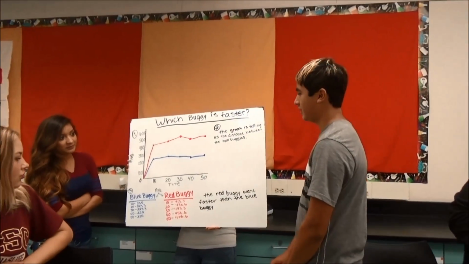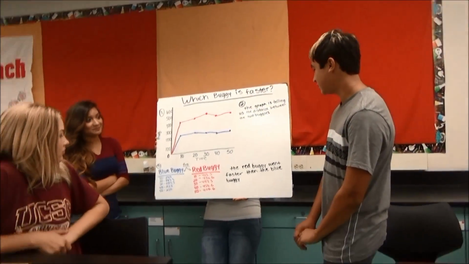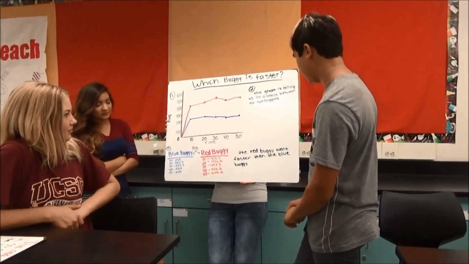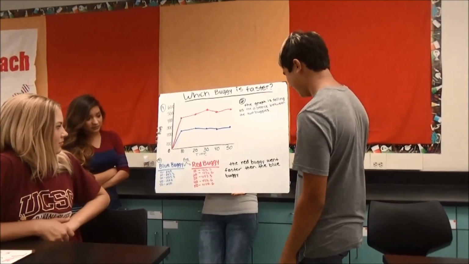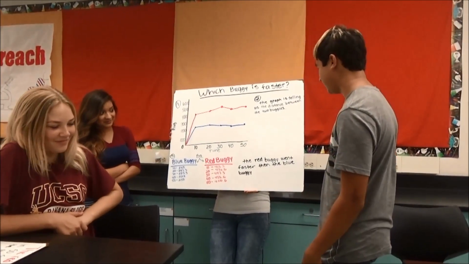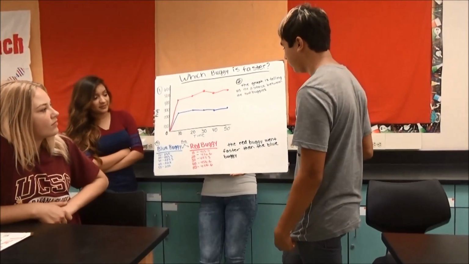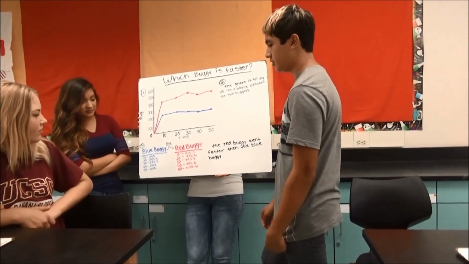The graph is telling us the distance between the two buggies. The red buggy went faster, as you can tell in the graph, and our proof is our averages.